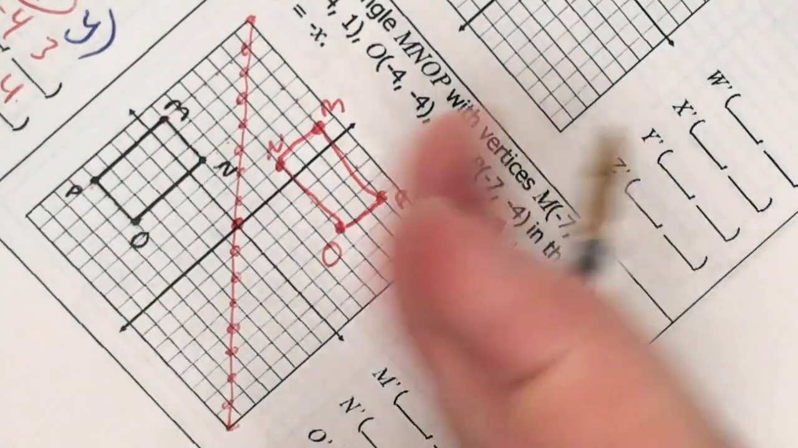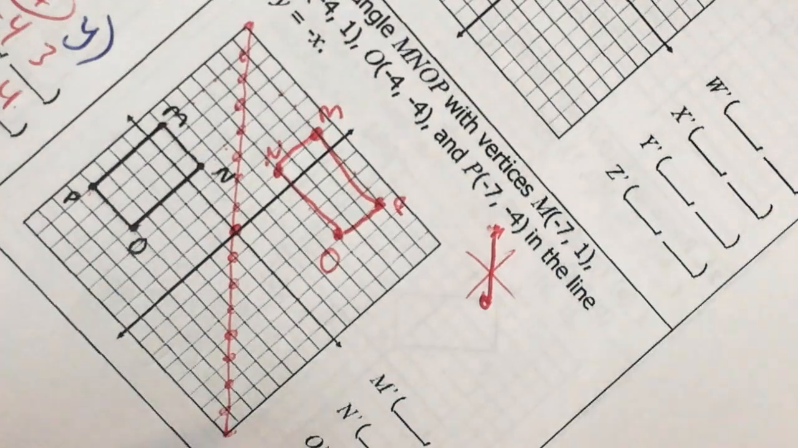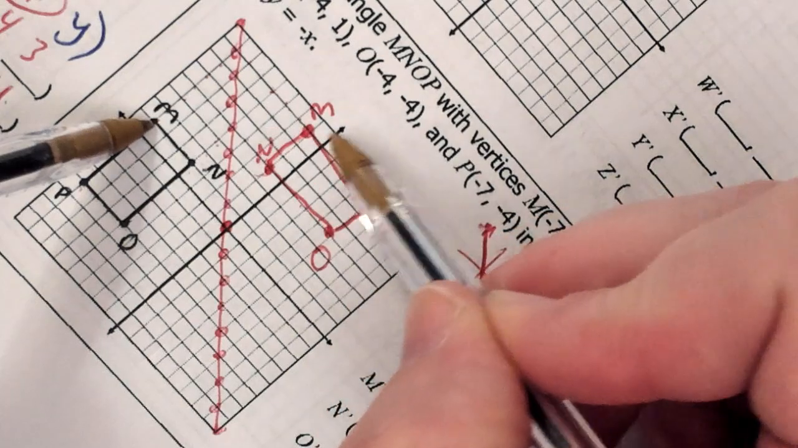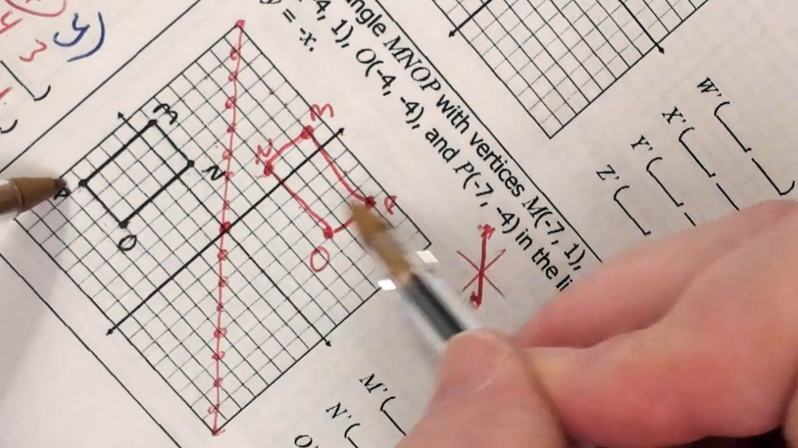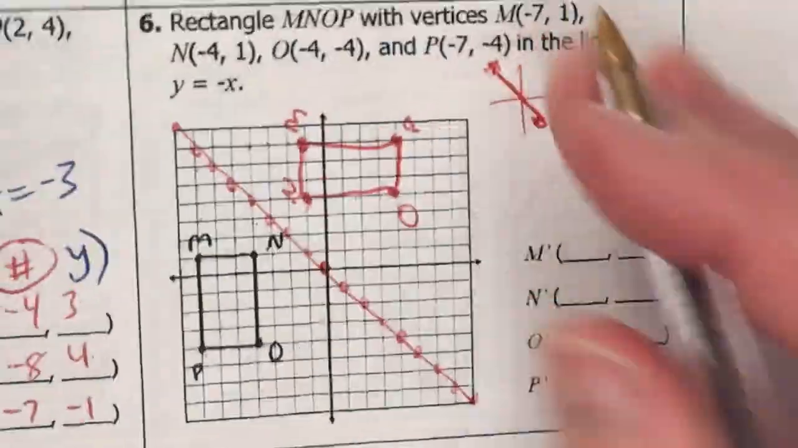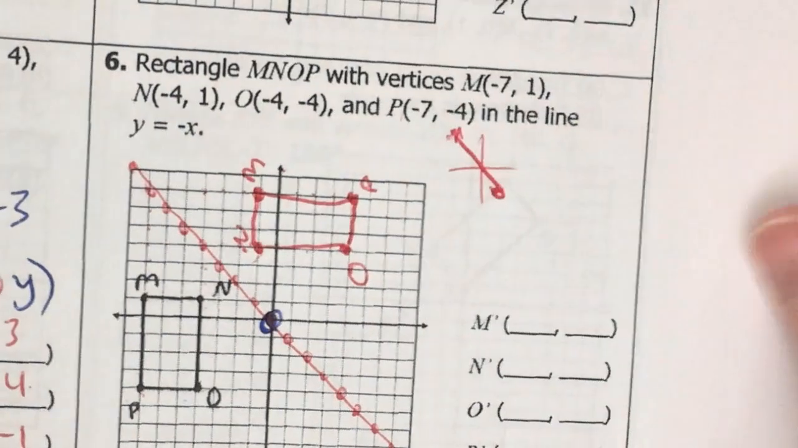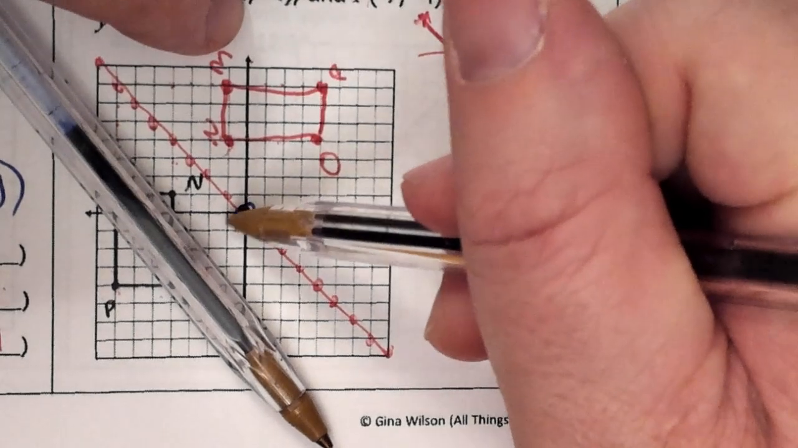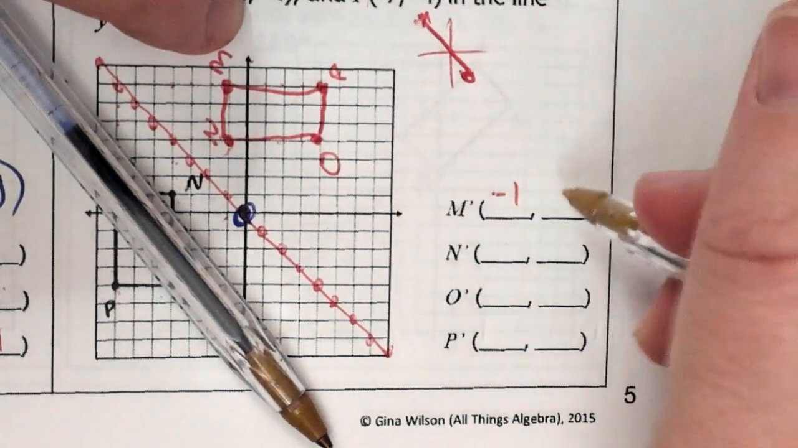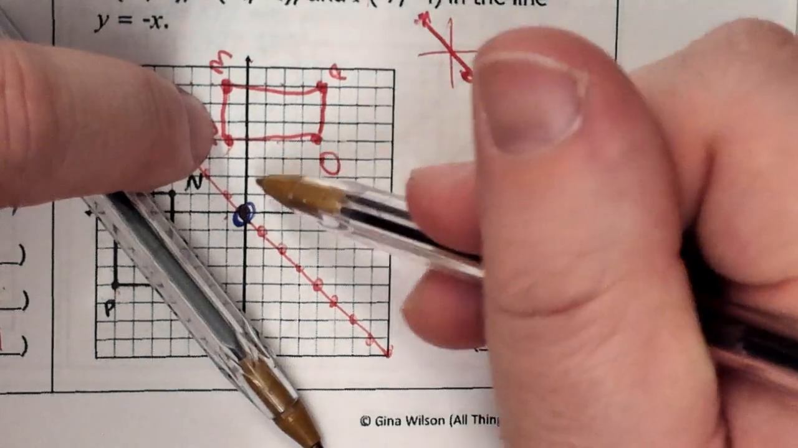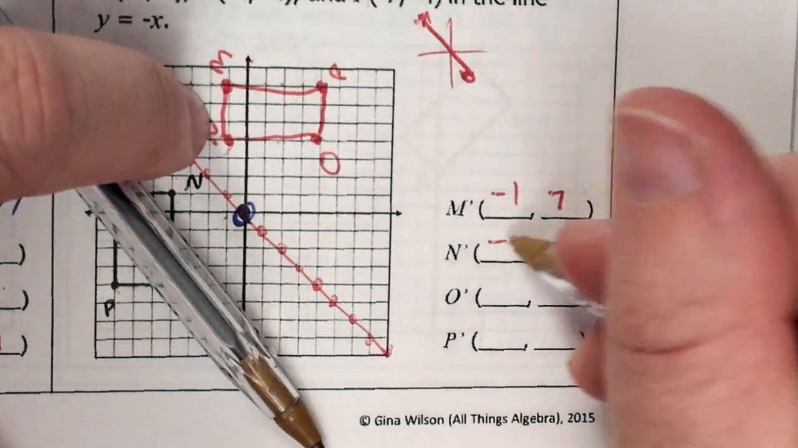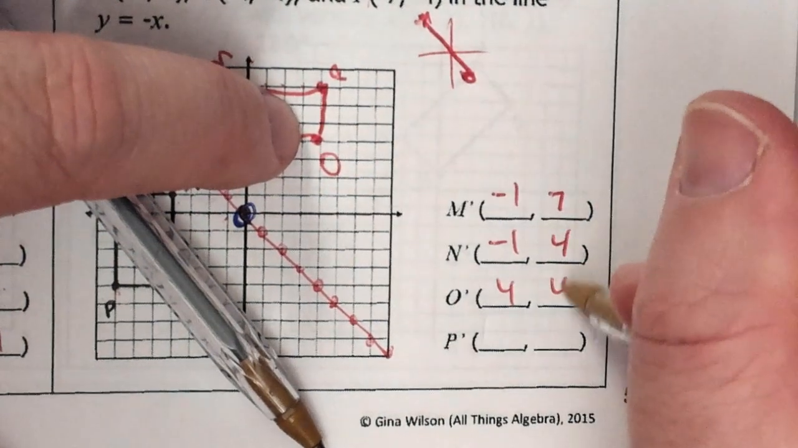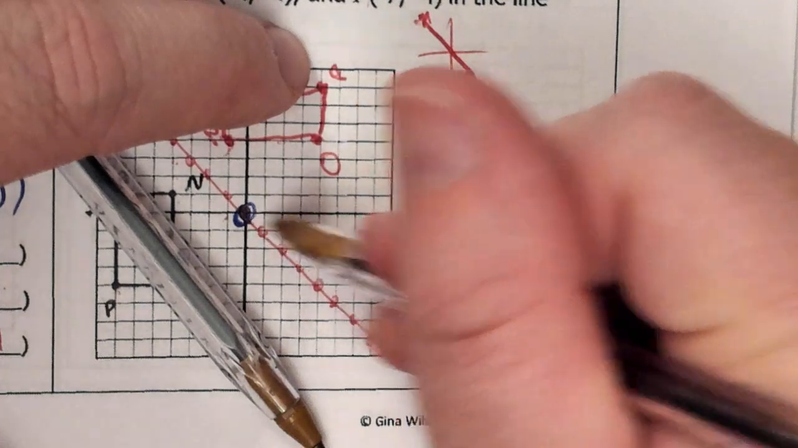All right, and does that look like you just flipped over? Yeah, N to N, those are the same distance, and that line is perpendicular to the reflection line. That's perpendicular and equal. Yes, everything checks out. Now where are those real coordinates? I'll cover up this one so I don't accidentally give those answers. M is -1, +7. N is -1, +4. Your O is +4, +4. And your P is +4, +7.